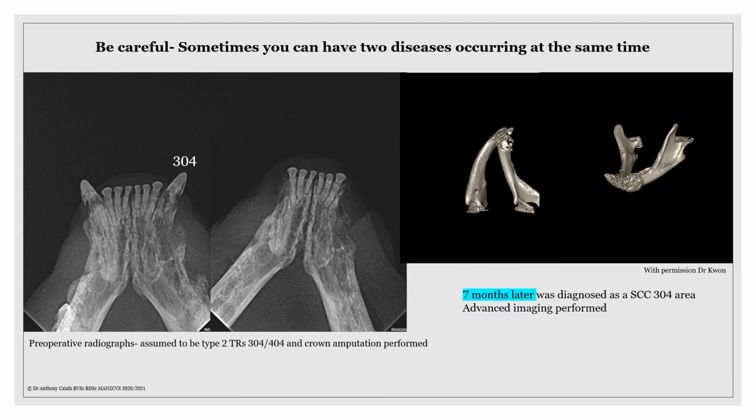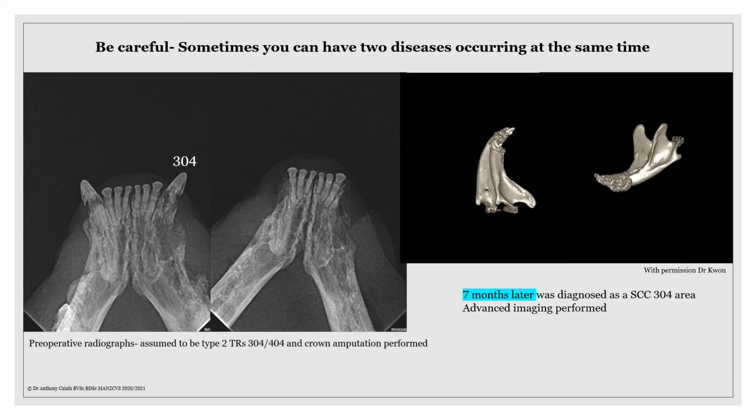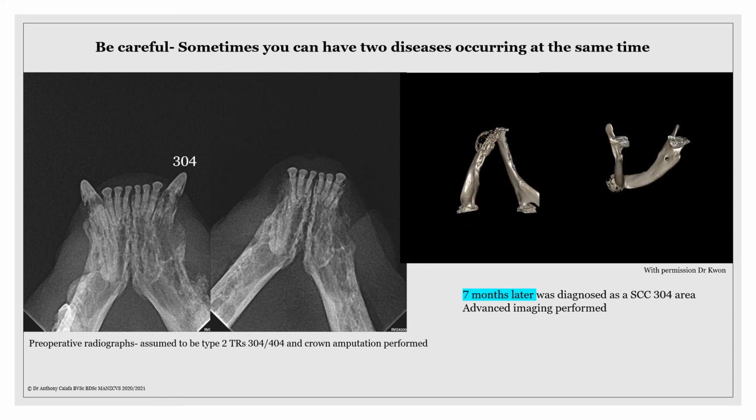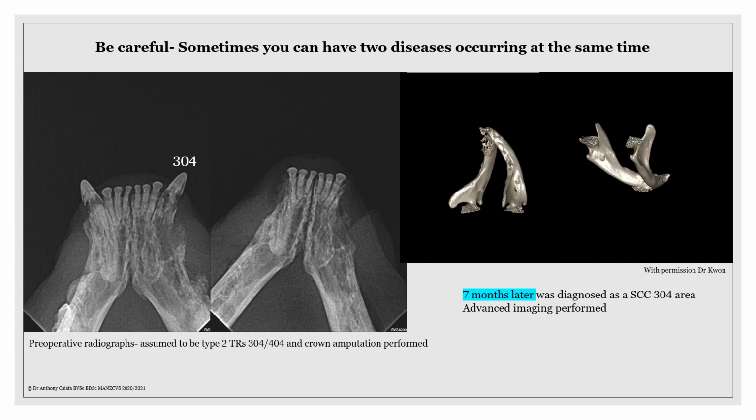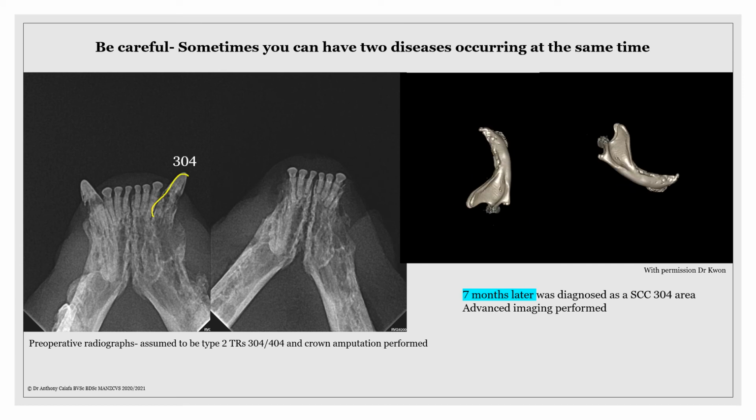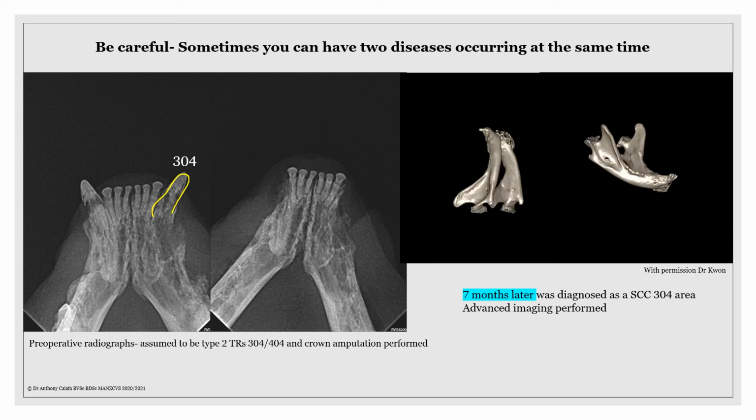Sometimes you can have two diseases occurring at the same time. So if you look at the radiographs on the left side here, we have what appears to be a tooth resorption occurring around tooth 304 and 404.